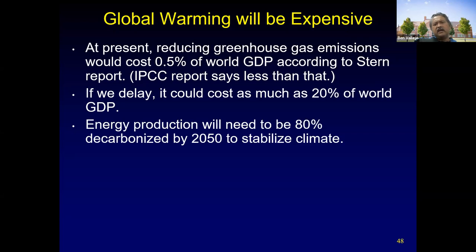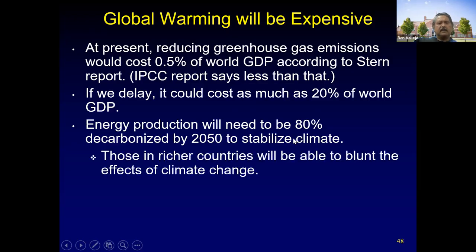If you want to get taxed on it, well, this slide says better now than later. Look at this. The cost would be 0.5% of the gross domestic product. But if we wait, it'd be 20%. We need to cut. Energy production will need to be 80% decarbonized by 2050, just to stabilize the climate.